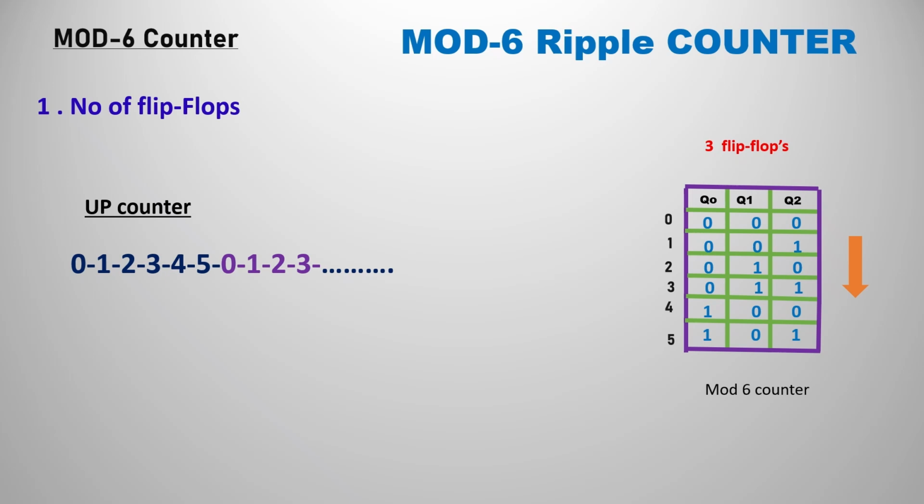The first step is to find the number of flip-flops. As we are going to have a total of 6 states or 6 transitions, we are going to have 3 flip-flops. How? 6 in binary is 110, so basically we have 3 bits of information, and 3 bits means we are going to use 3 flip-flops. These are the total 6 states that we are going to see, starting from 0 and ending at 5: 0 1 2 3 4 5, again going to 0, and like that this sequence continues.